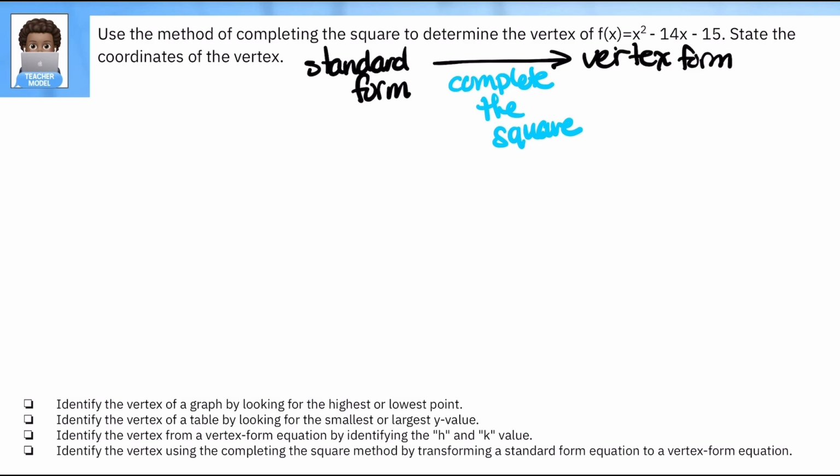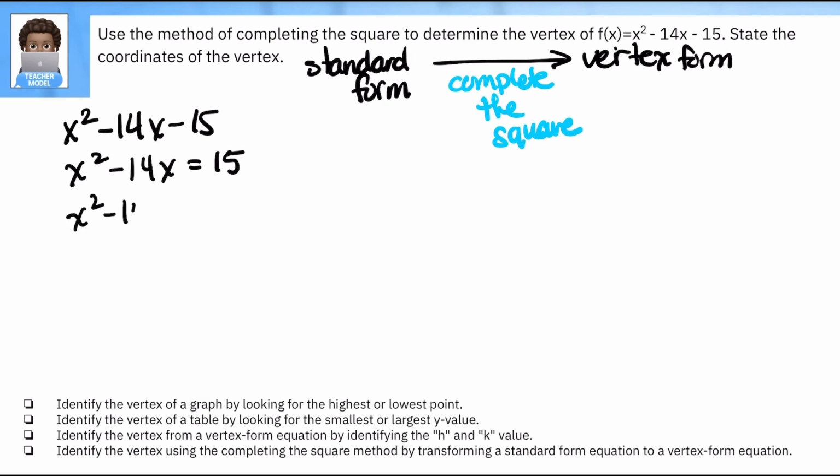Okay, we've done this before. So x squared minus 14x minus 15. I'm going to set this as x squared minus 14x is equal to positive 15. That was my only shift. Remember, you're halving 14 and then squaring it. So that would be negative 7 and then squaring it. So you get positive 49. I'm doing the same thing to the other side, positive 49.